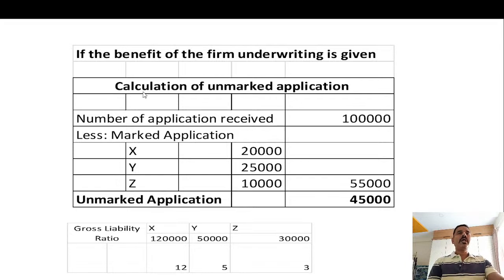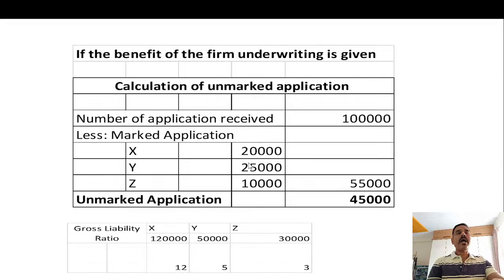So here calculation of unmarked applications, number of applications received is 1 lakh. Again, in an earlier question also I have explained how you are going to calculate the unmarked applications. Unmarked applications is equal to number of applications received minus marked applications. So number of applications received is 1 lakh, less marked applications X 20,000, Y 25,000, Z 10,000. Total 55,000 is marked applications and unmarked applications are 45,000.